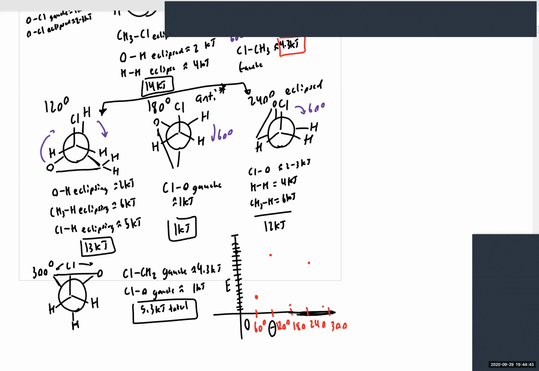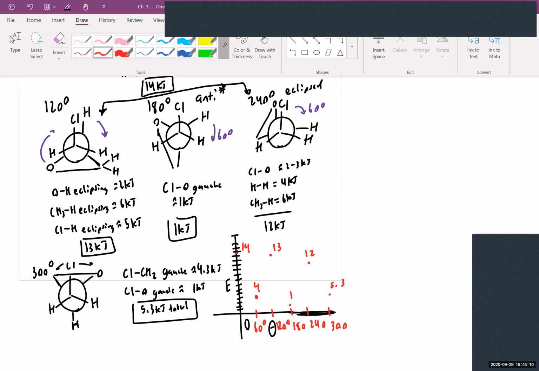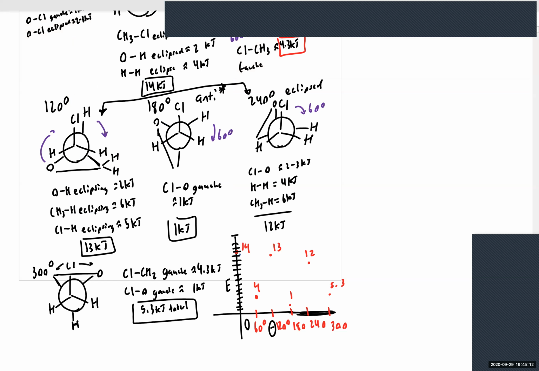And then for 300, we said it was around 5.3. So we have 14, 4, 13, 1, 12, and 5.3 in terms of our energy, our steric and torsional strain as a function of dihedral angle. That would give us a graph that looks something like this.